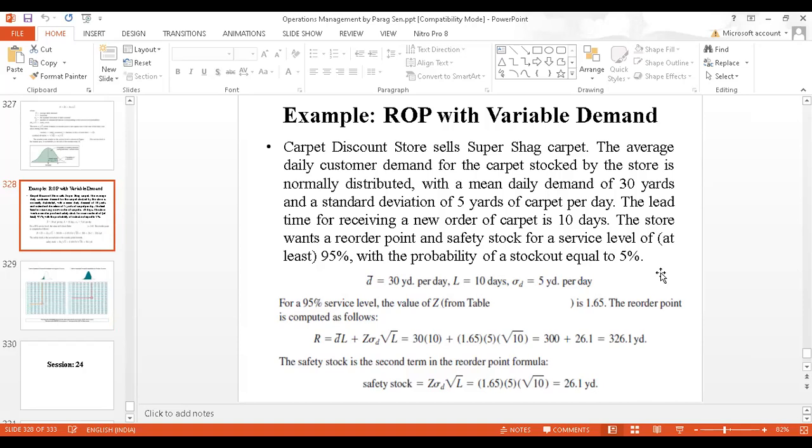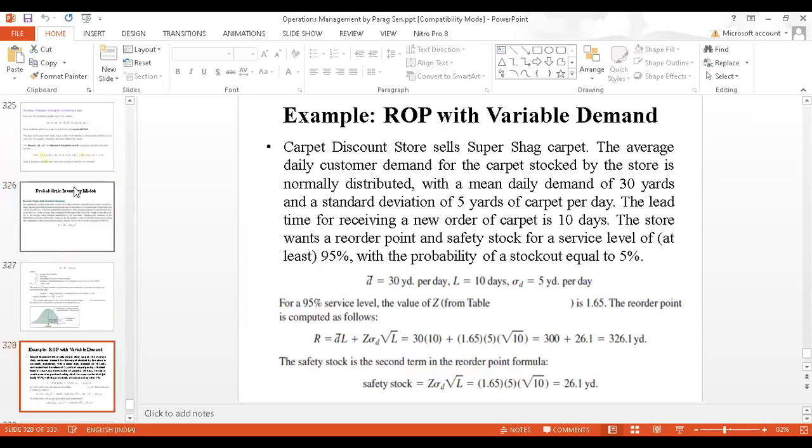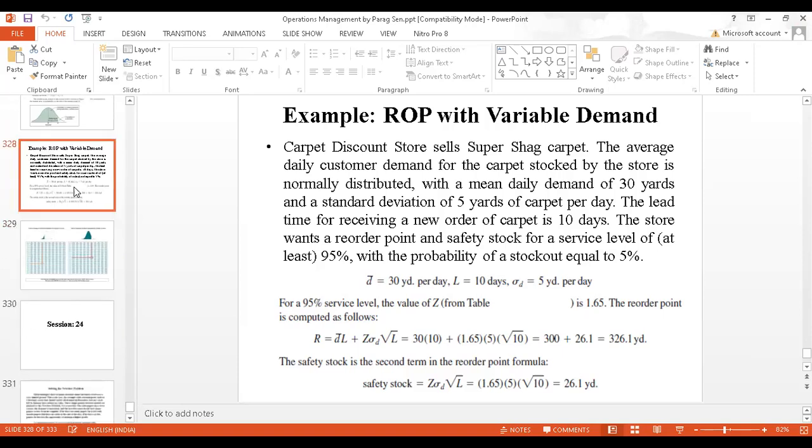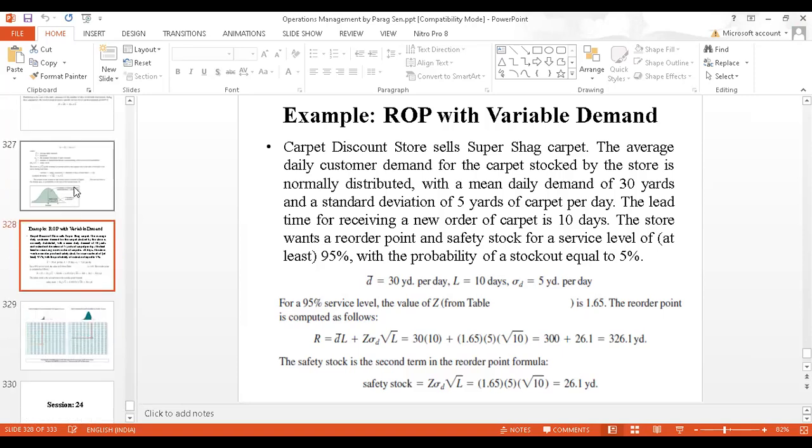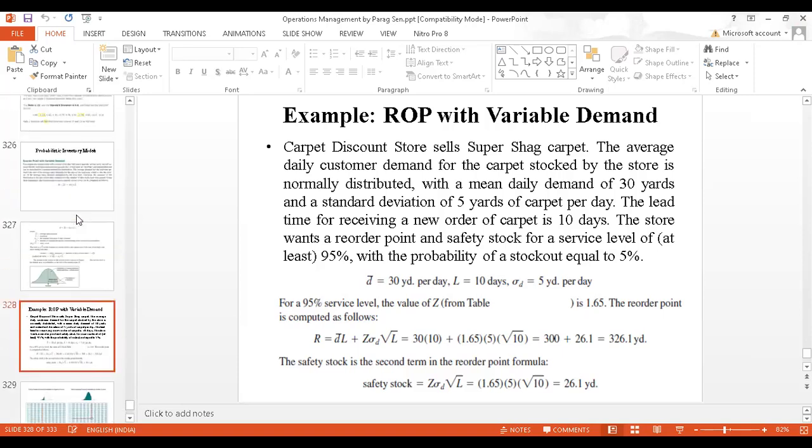Okay, but usually you don't do that. You want a greater service level, and accordingly you calculate the safety stock. So this is the explanation of the basic stochastic model in inventory management.